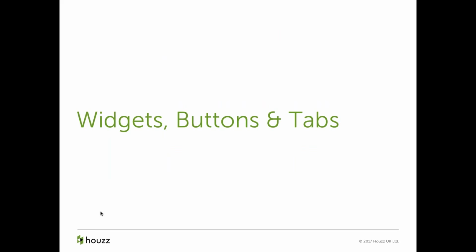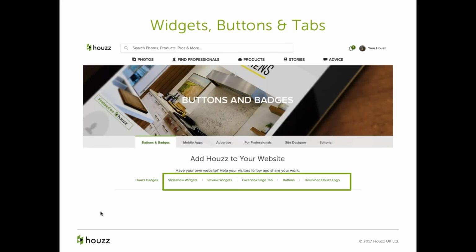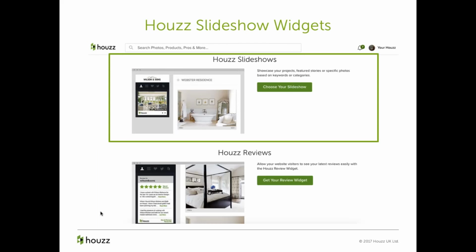And then lastly, a couple of other options that we have on Houzz, which not a lot of people know about, but they're really cool tools. So I'll just talk briefly about our widgets, buttons, and tabs that are available. Same page that we've been looking at all morning, the buttons and badges page. There are some other options for slideshow widgets, review widgets, Facebook tab, and buttons. If you click on any of those, I'll start from the top.